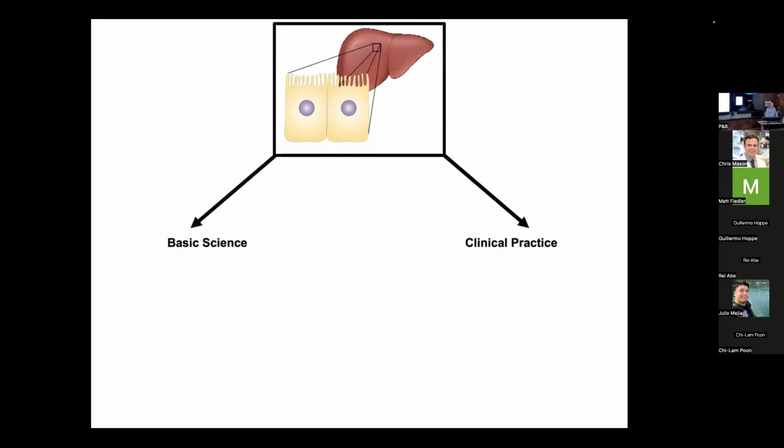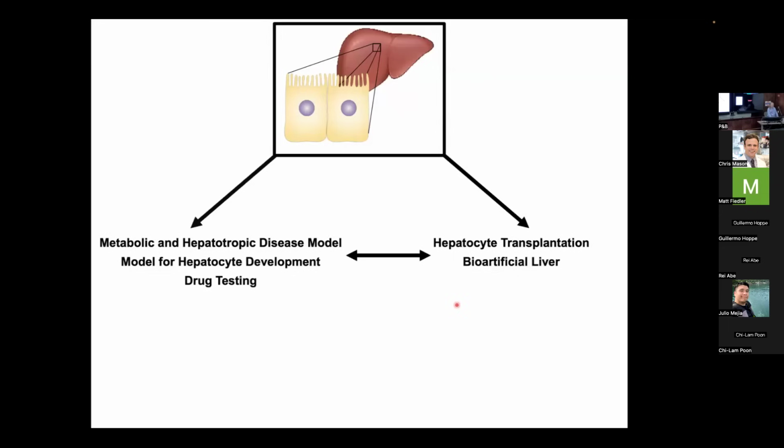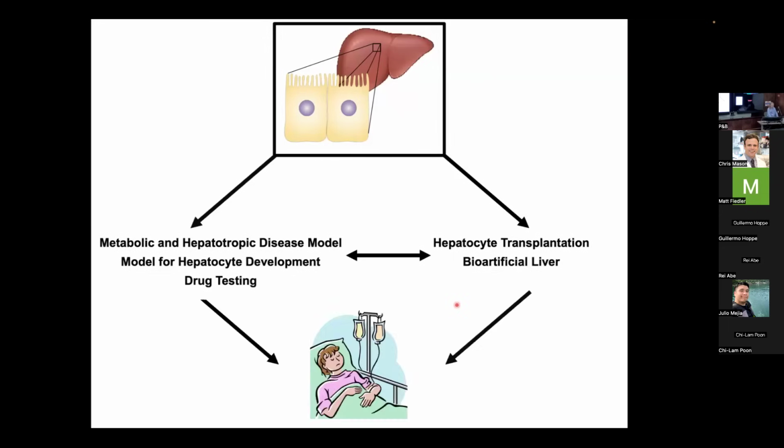Obviously, if we could actually build an artificial liver tissue or derive cells in large numbers, you can imagine this could be used for a variety of different uses in both basic science and clinical practice. On the basic science side, we could use this as tools to study human disease or human physiology, or if we use this in the clinical arena, this could be used to restore or replace lost organ function. And obviously, insights in the basic science arena can feed into the clinical arena and vice versa. And all of this is with the goal to try to improve quality of care for our patients.